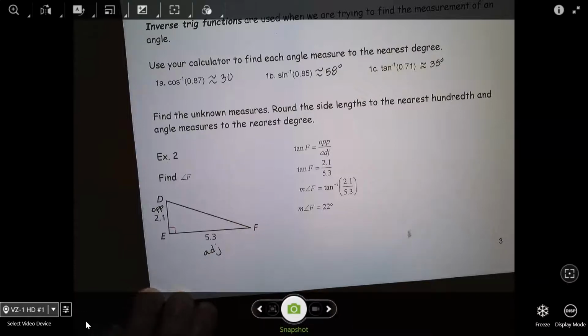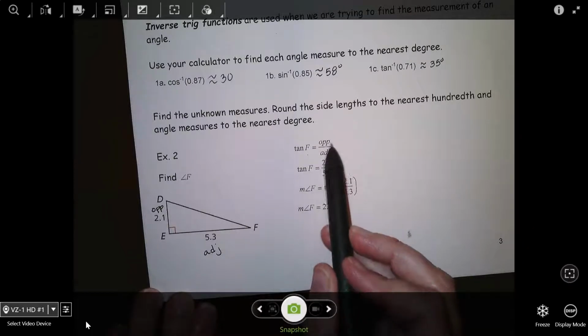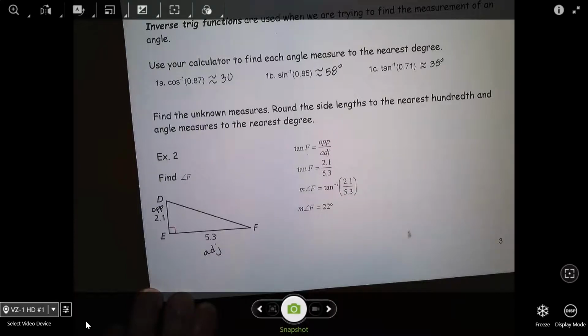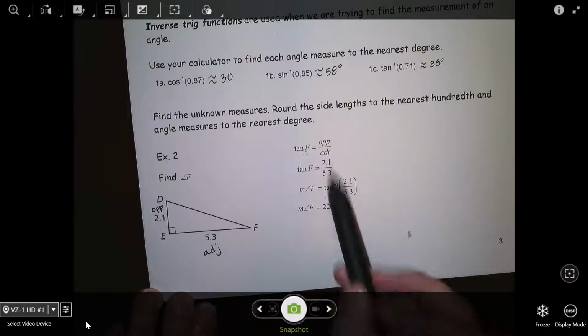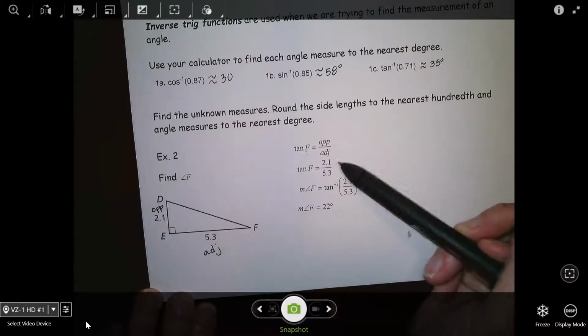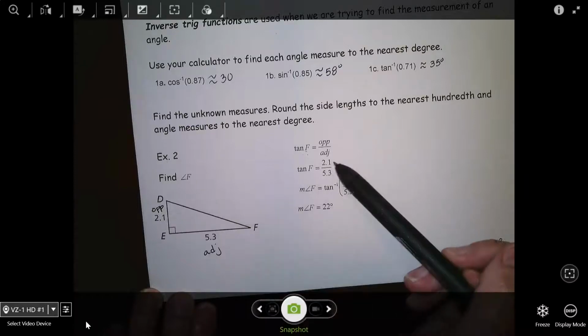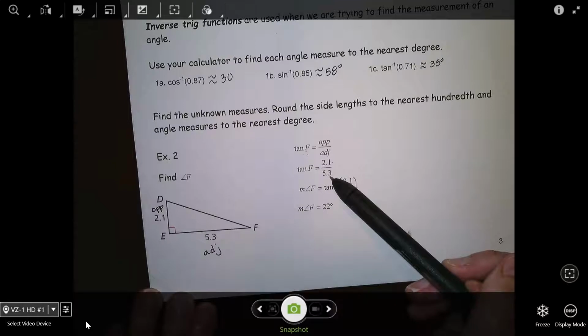I generally only label the sides I know. You can see right here I wrote tan F, opposite over adjacent. Since I had opposite over adjacent, I had the O and the A. That's how I knew I was using the tangent. You can put angle F here. That's my question mark. If I wanted to put an X, I would use that. Then I put in my values. My opposite side right here was the 2.1. My adjacent side was the 5.3.